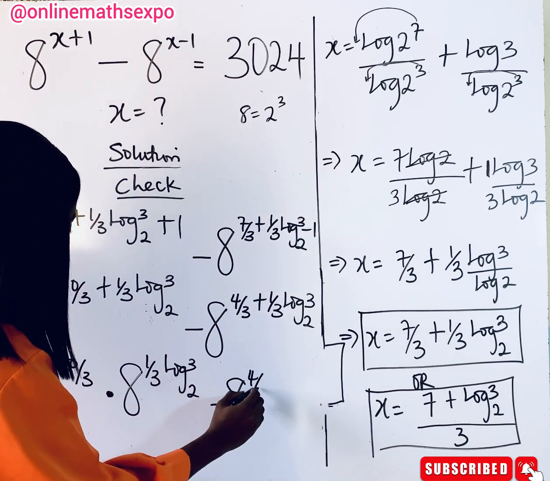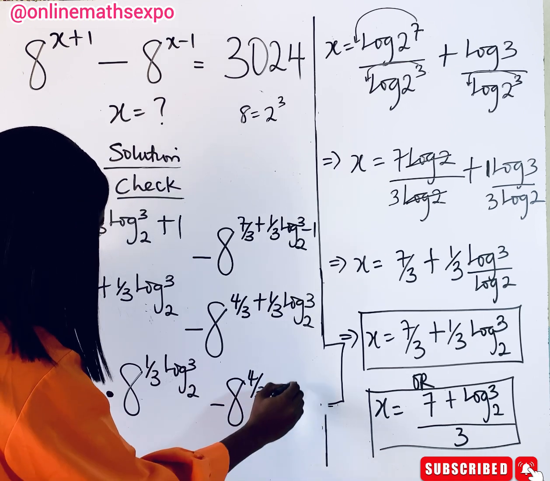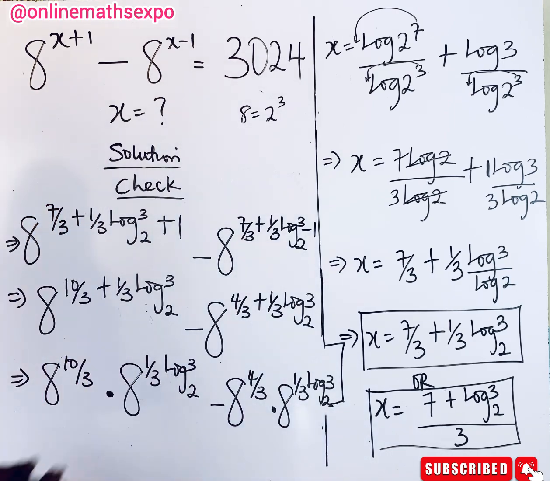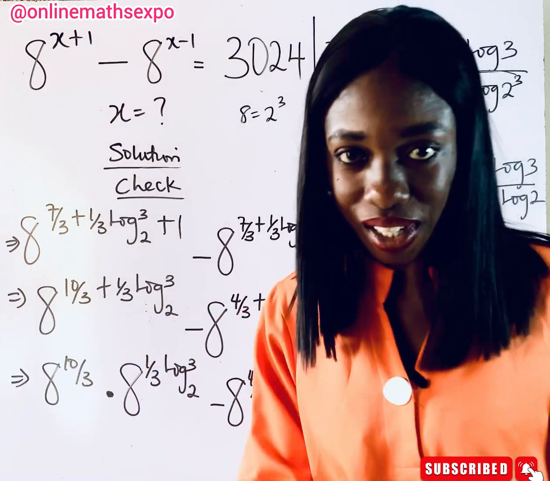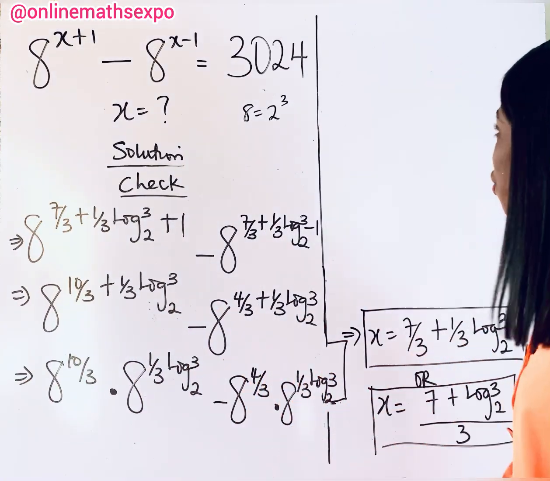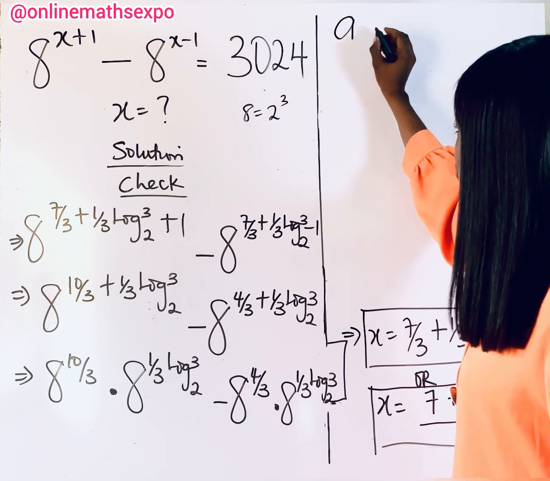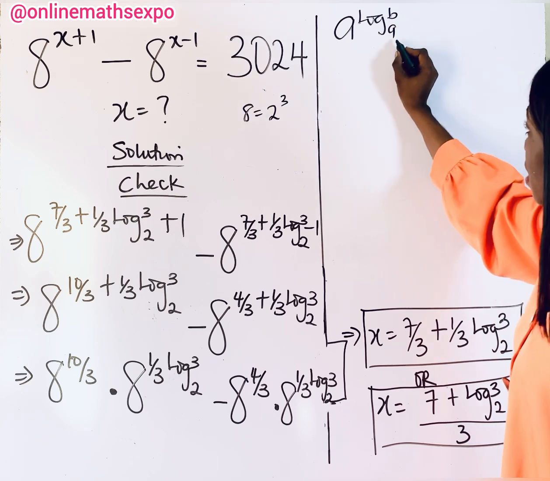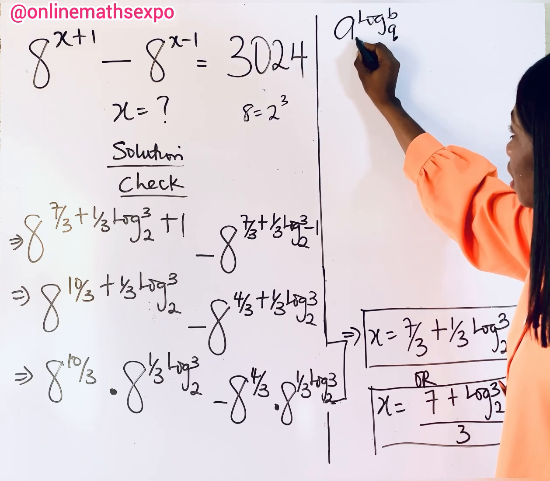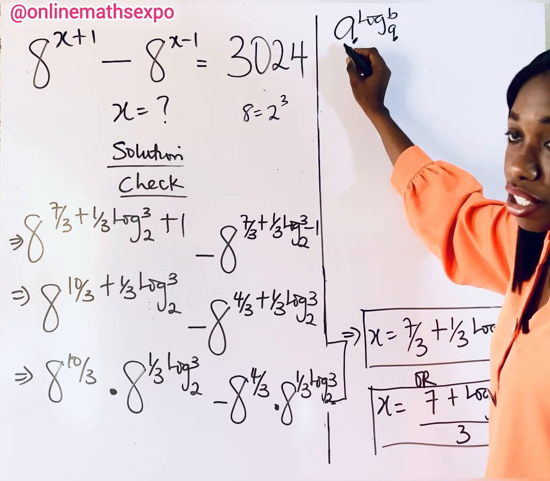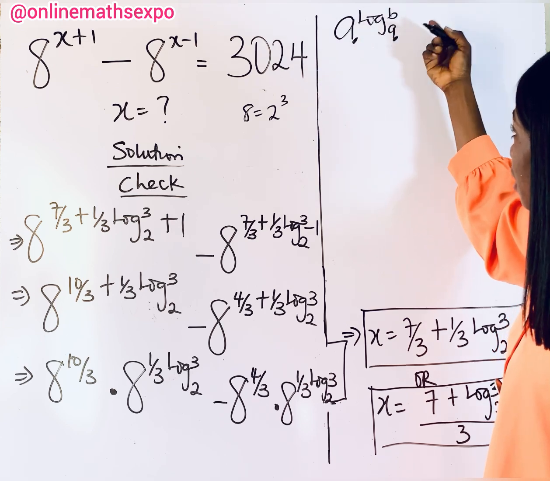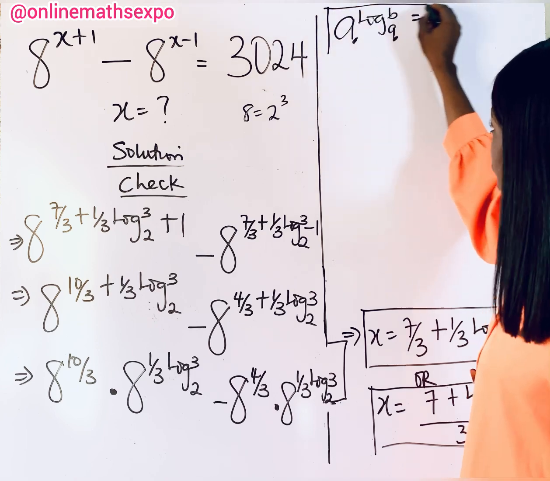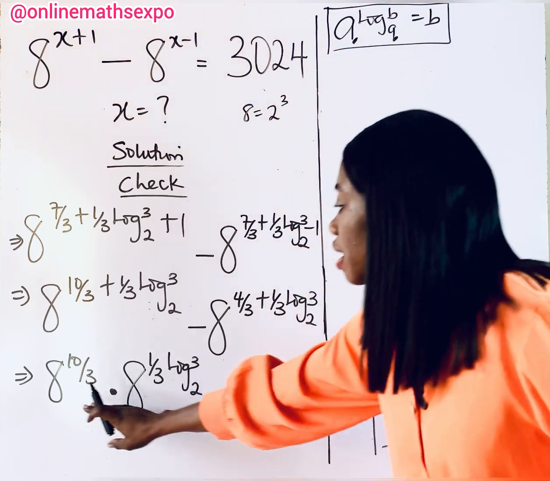8 to the power of 4 over 3 is multiplying 8 to the power of 1/3 log 3 base 2. Amazing. Now what do you do at this point? Remember this tip. If you have a raised to the power of log b base a, you will notice that this is the base of the log and this is the general base. If these two bases are the same, then your answer will be b. So this is going to be another guide.